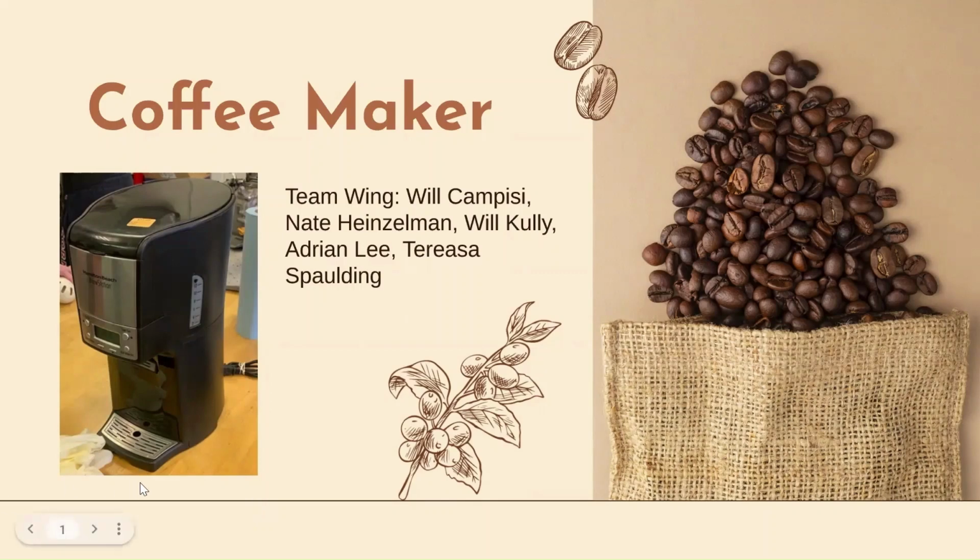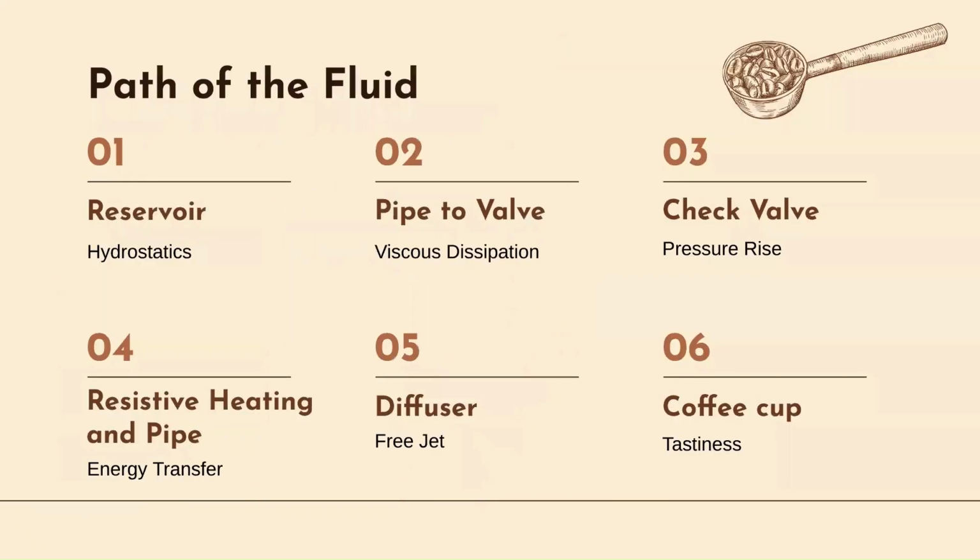Hi, everybody. We are Team Wing, and our fluid machine was a coffee maker. We'll be analyzing the components of a coffee maker in the order that a fluid particle would encounter each part. We'll start with the reservoir, then the pipe to the check valve, then the check valve itself, then the resistive heating element, then the diffuser, and finally the coffee cup.